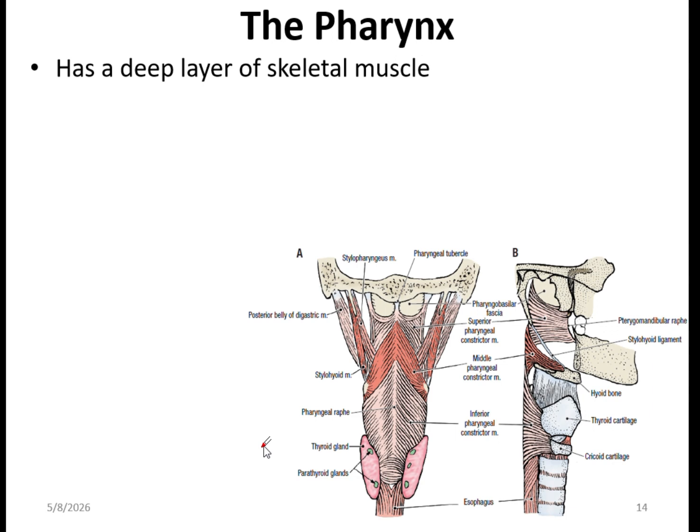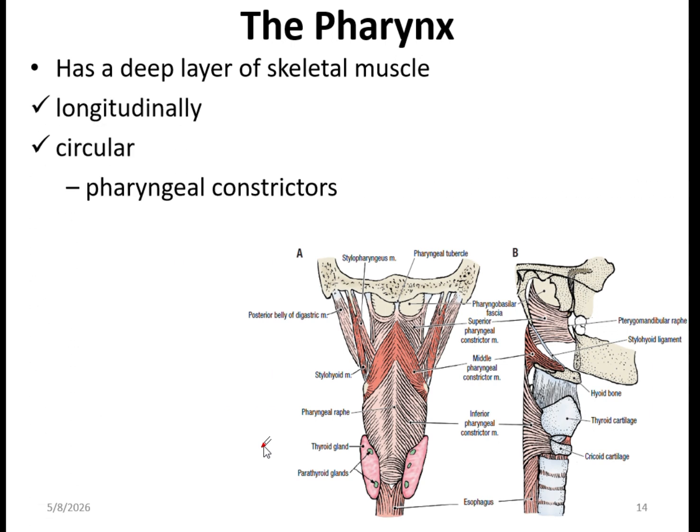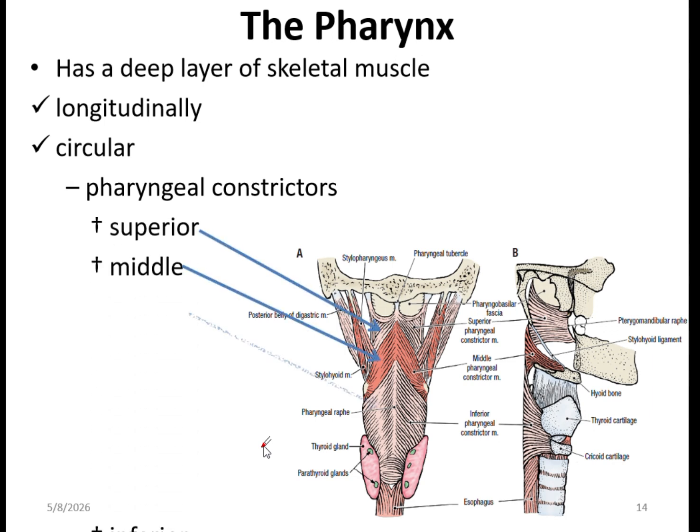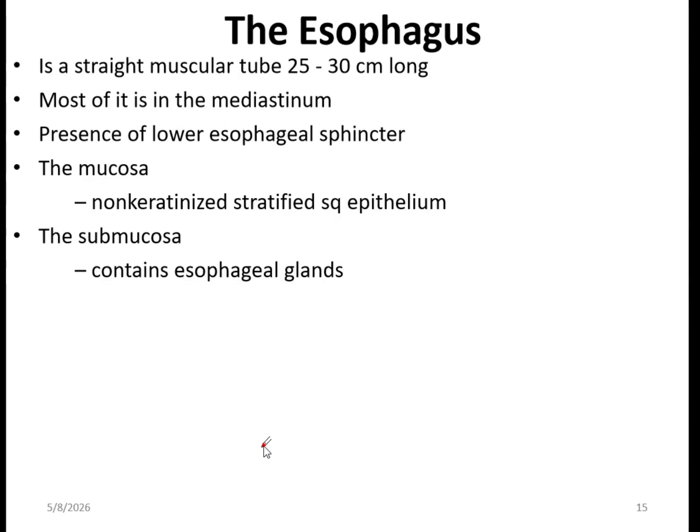So the pharynx part is longitudinal and circular, right? So these are the constrictors. This is the superior, this is the middle part, and this is the inferior part. Then next we talk about the esophagus.